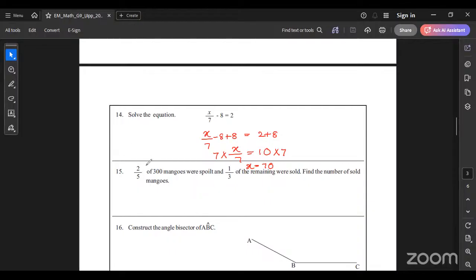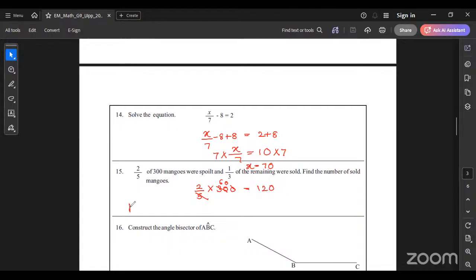Question number 15. 2 over 5 of 300 mangoes was spoiled and 1 over 3 of the remaining was sold. Find the number of sold mangoes. First find 2 over 5 of 300 mangoes. It's easy. 2 over 5 times 300, you will obtain the spoiled mangoes. 5 times 6, 0 cancel and put 0. 60 times 2, 120 spoiled mangoes, right?